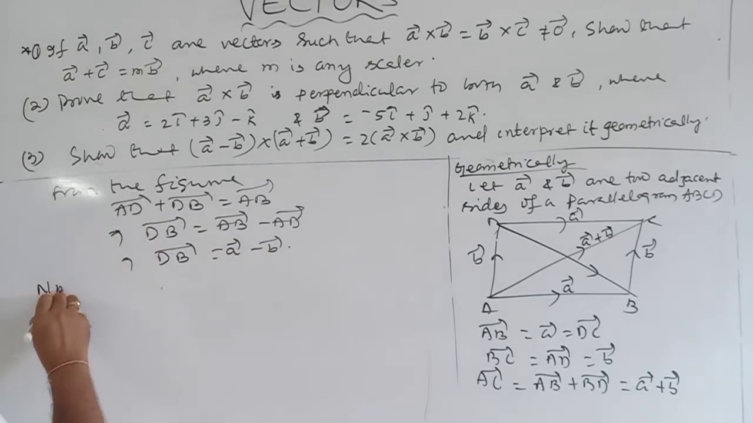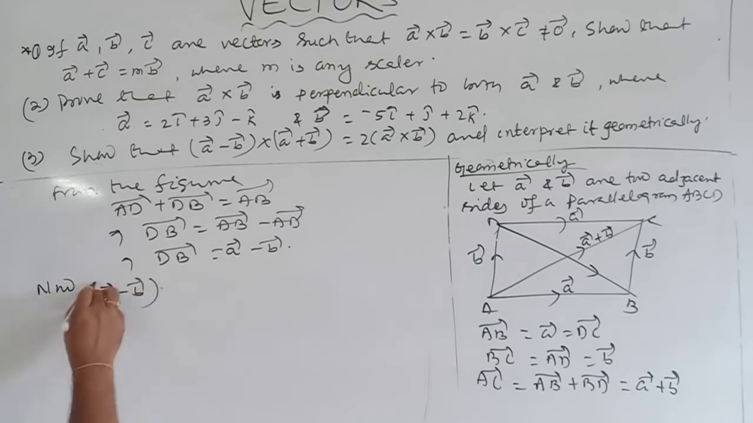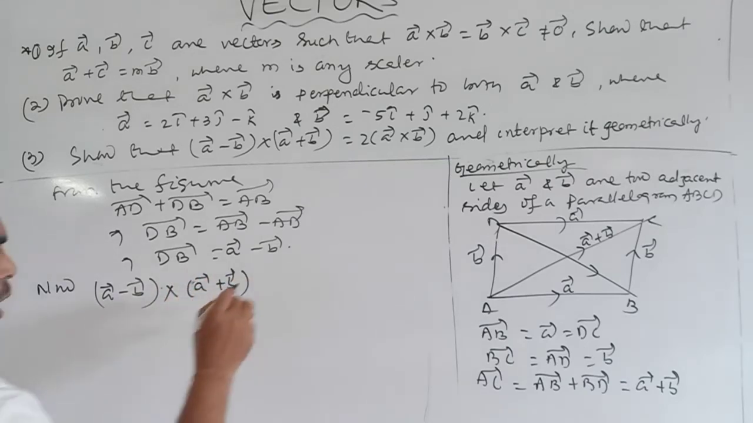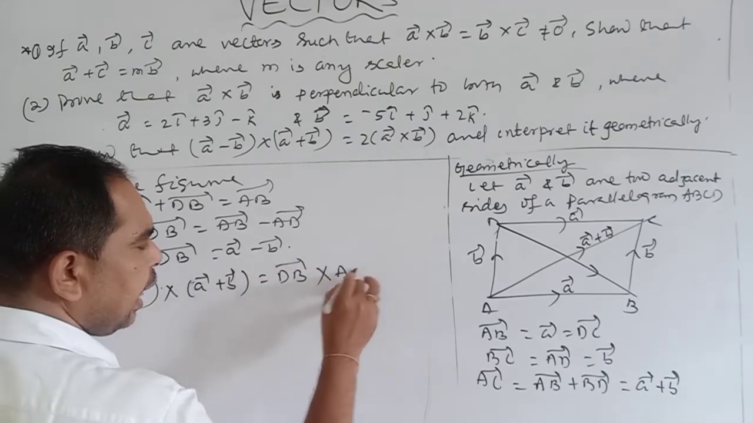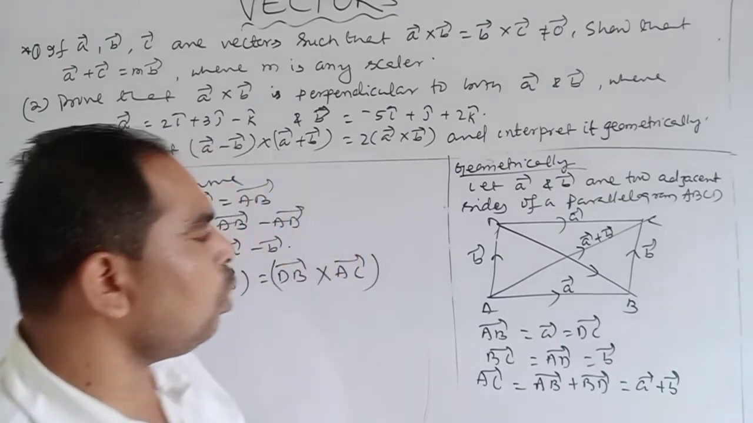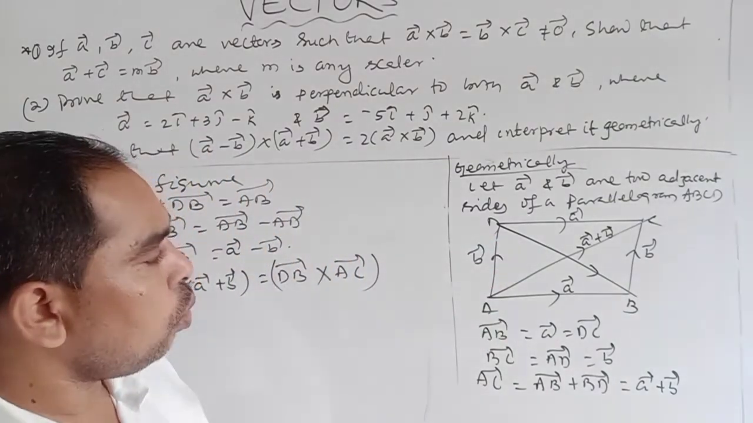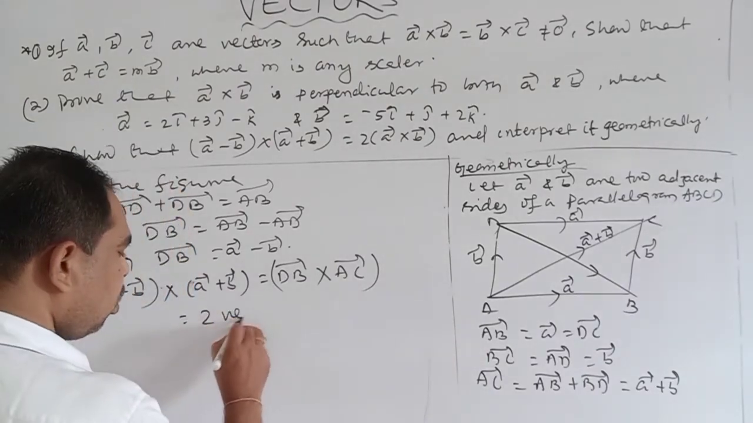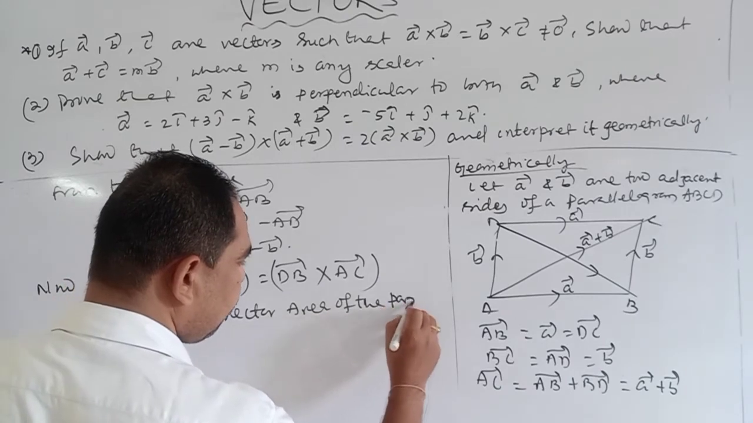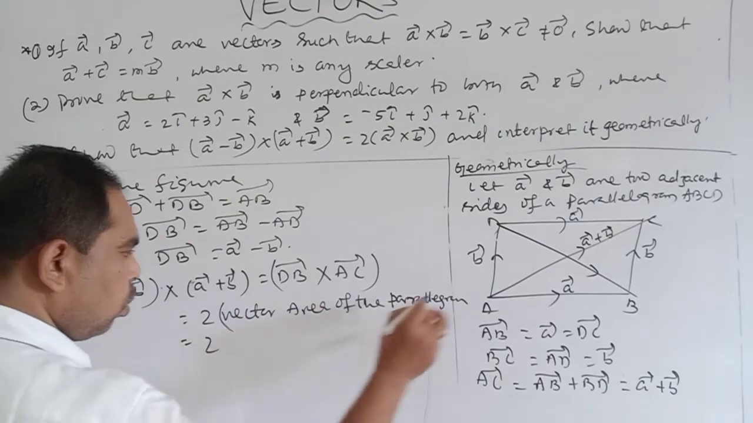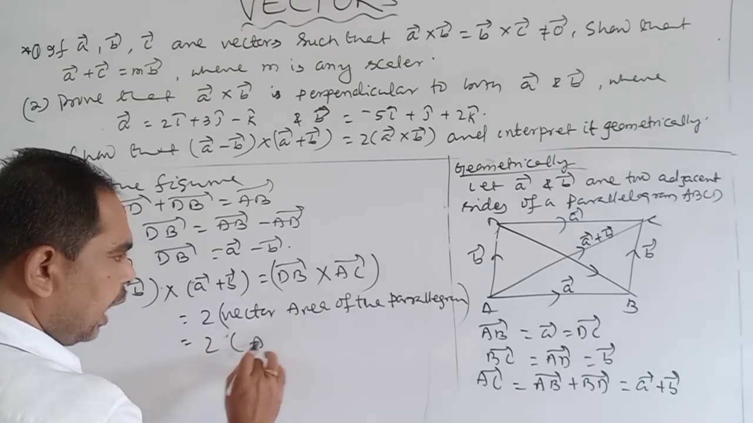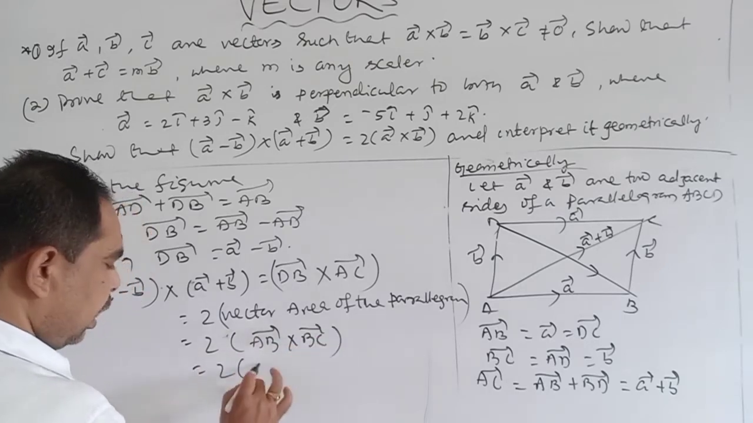Okay, now a minus b cross a plus b is equal to DB cross AC. So DB is one diagonal, AC is one diagonal. So DB cross AC, the product of two diagonals, is equal to 2 into the vector area of the parallelogram. The vector area of the parallelogram means what? A cross b, or 2 into AB cross BC, is equal to 2 into a cross b.